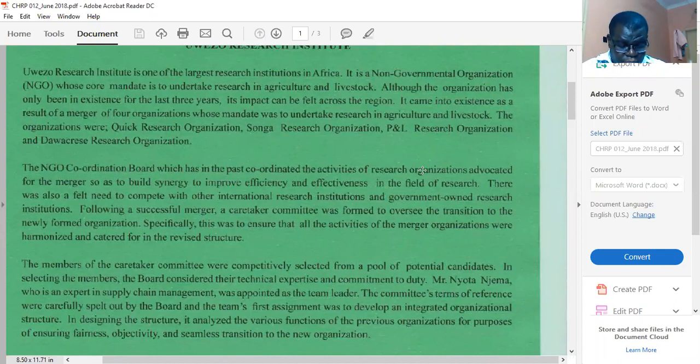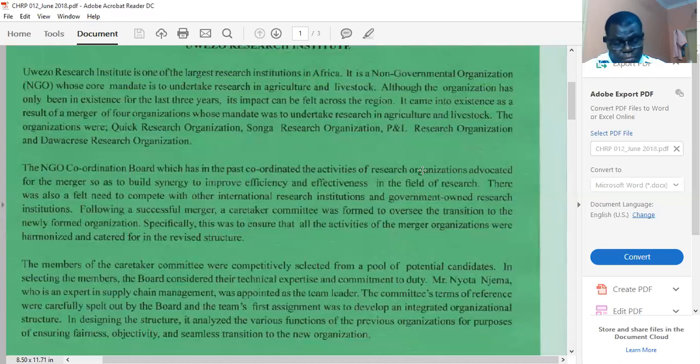in agriculture and livestock. The organizations were Quick Research Organization, Songa Research Organization, PNL Research Organization, and the Dawa Chris Research Organization. The NGO Coordination Board, which has in the past coordinated the activities of research organizations, advocated for the merger so as to build synergy to improve efficiency and effectiveness in the field of research. There was also a felt need to compete with other international research institutions and government-owned research institutions.